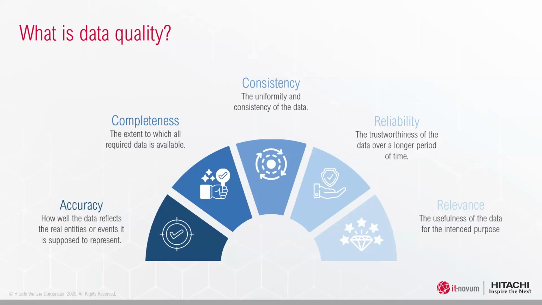But before we dive into the details, let's start with the basics. What exactly is data quality? The 5 fundamental pillars of data quality are accuracy, completeness, consistency, reliability, and relevance. All these aspects need to be good enough to allow data to be used and processed effectively.